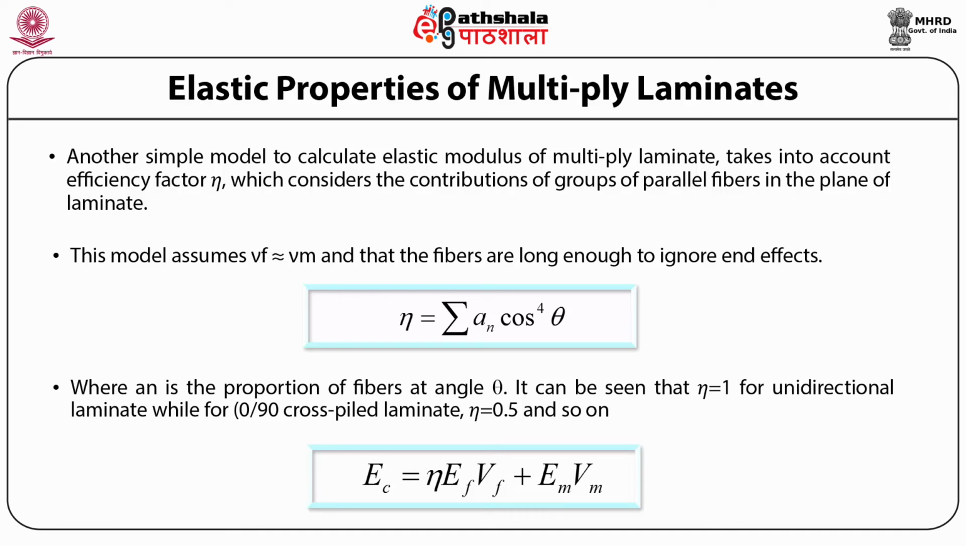It can be seen that eta is equal to 1 for unidirectional laminate, while for 0/90 cross ply laminate, eta is equal to 0.5 and so on. Hence, EC is equal to eta EF VF plus EM VM.